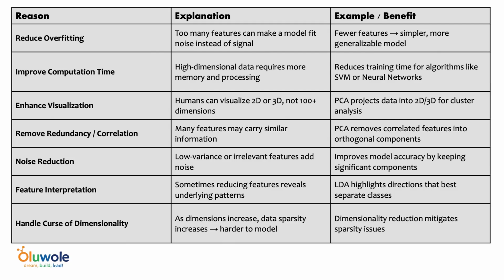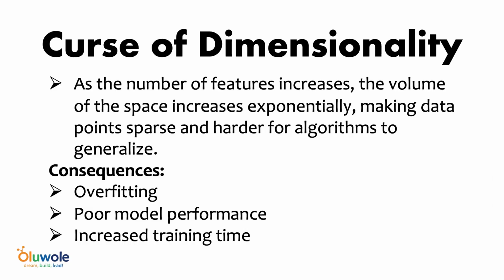Of dimensionality. As dimension increases, data sparsity increases, and it is harder to model. The larger the dimension, the more difficult it is to model. So what is the curse of dimensionality? Just like I've explained here, as the number of features increases, the volume of space increases exponentially, making data points sparse and harder for algorithms to generalize. And the consequence is always overfitting, sir.